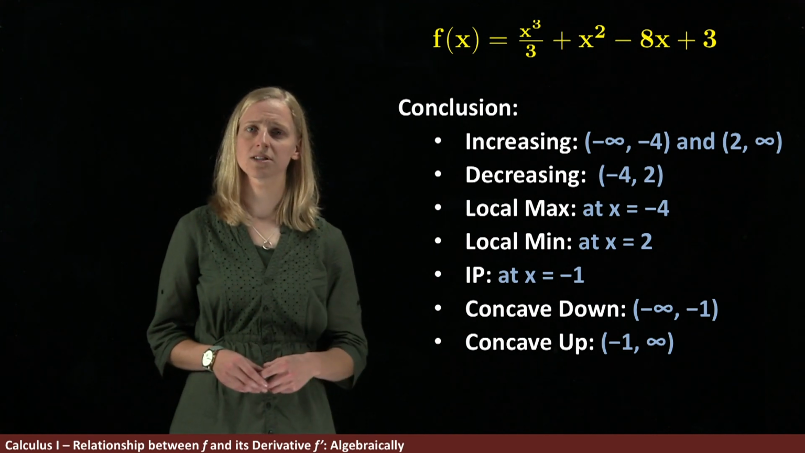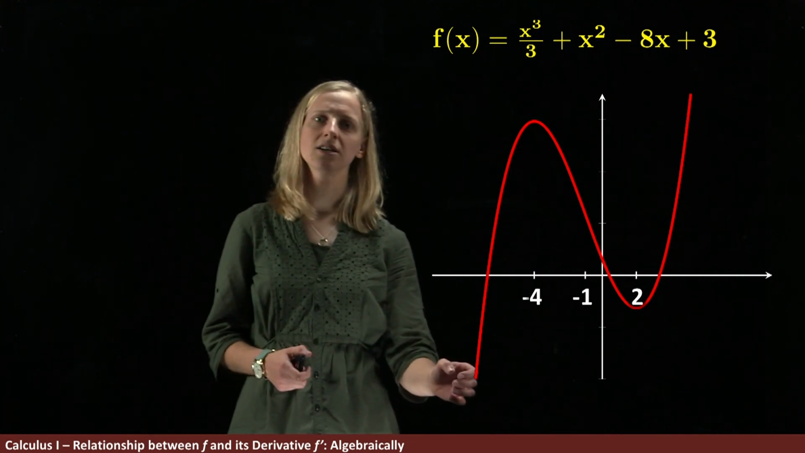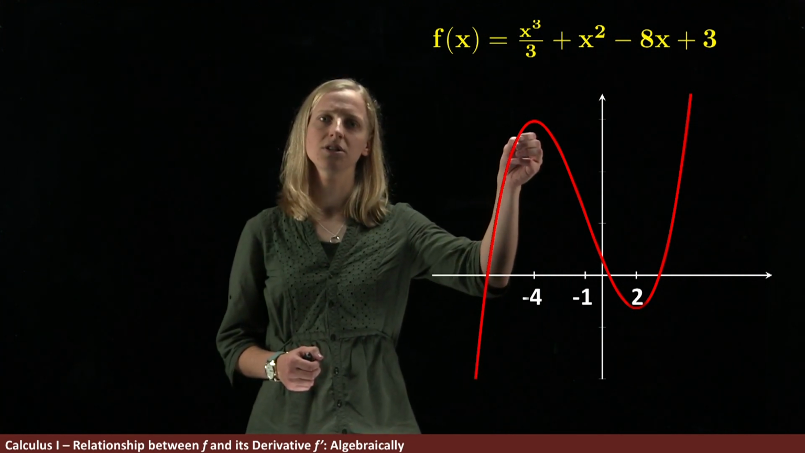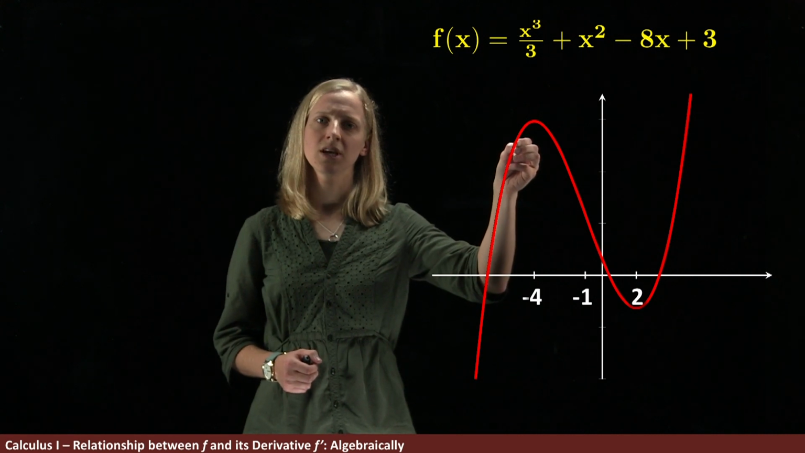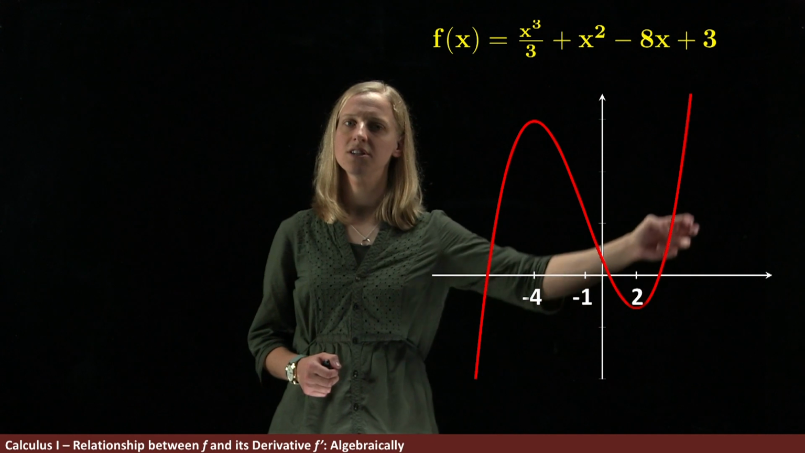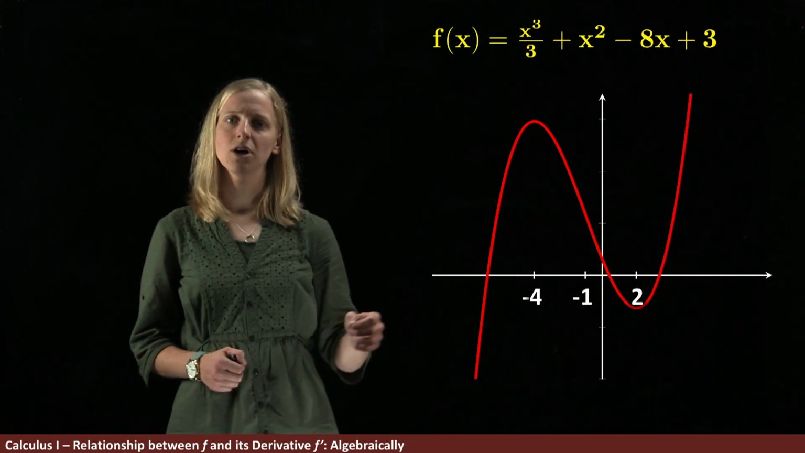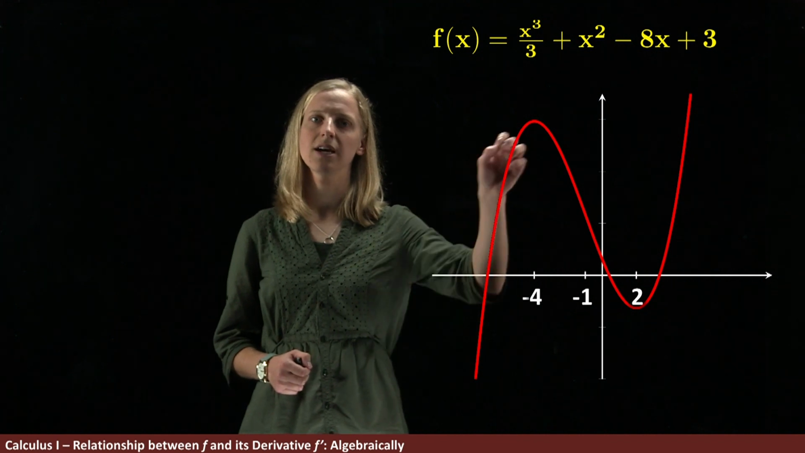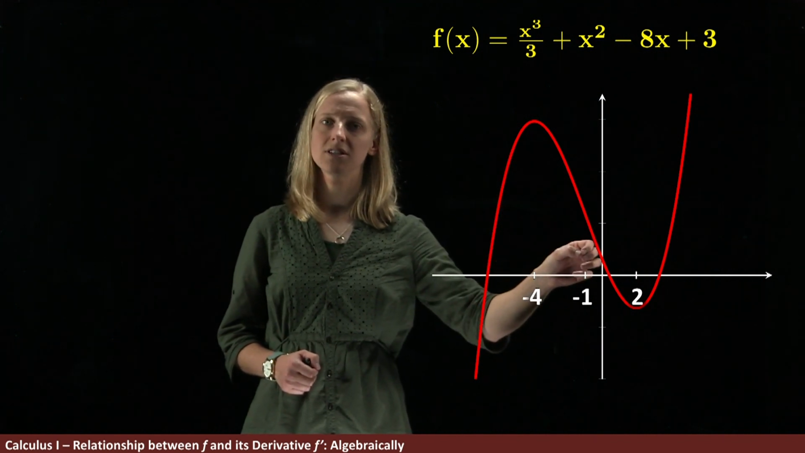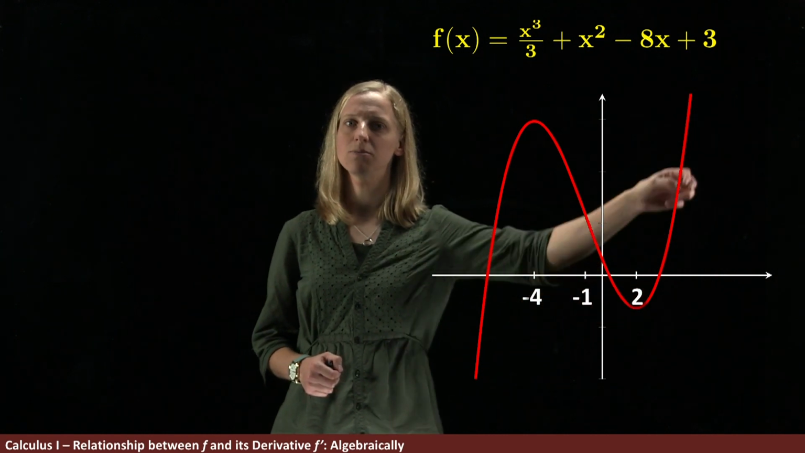So graphing this, it should look something like this. As you can see, it's increasing all the way until negative 4, and then it's decreasing all the way to positive 2, and then increasing again, as we determined from the first derivative. But we also determined that it's concave down from negative infinity to negative 1, and then it's concave up from negative 1 to positive infinity.